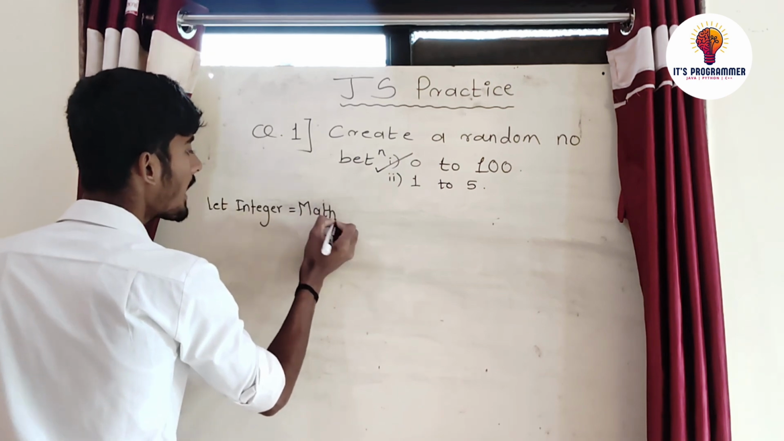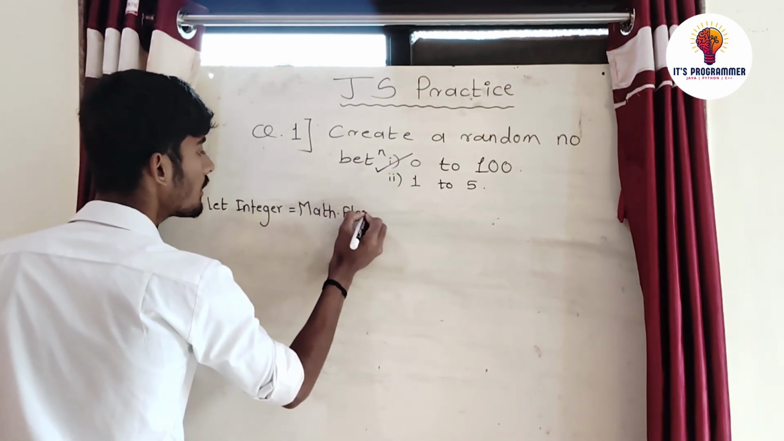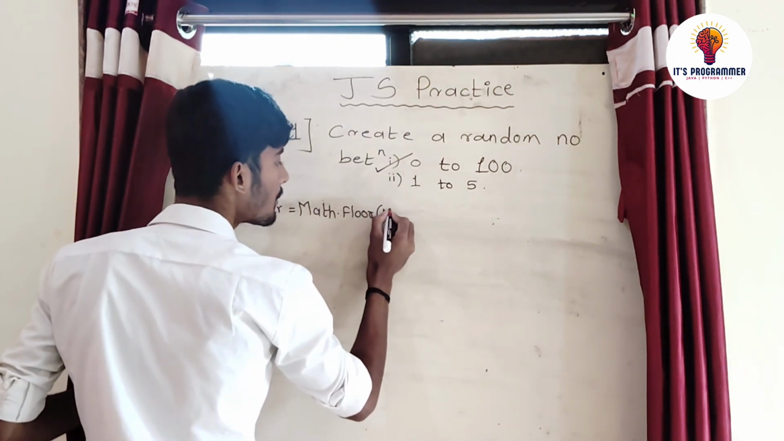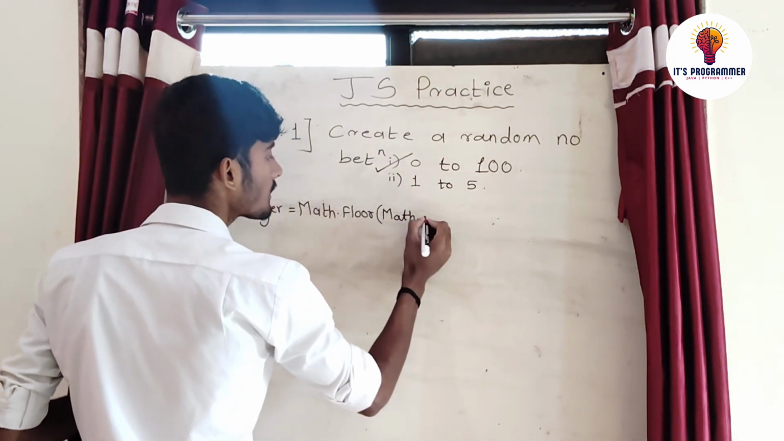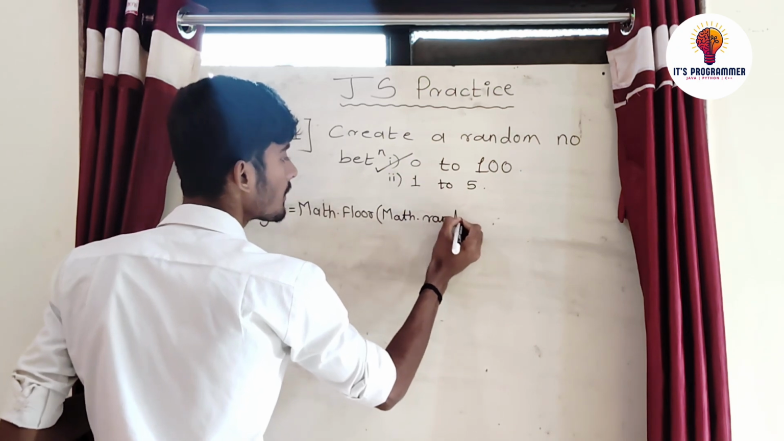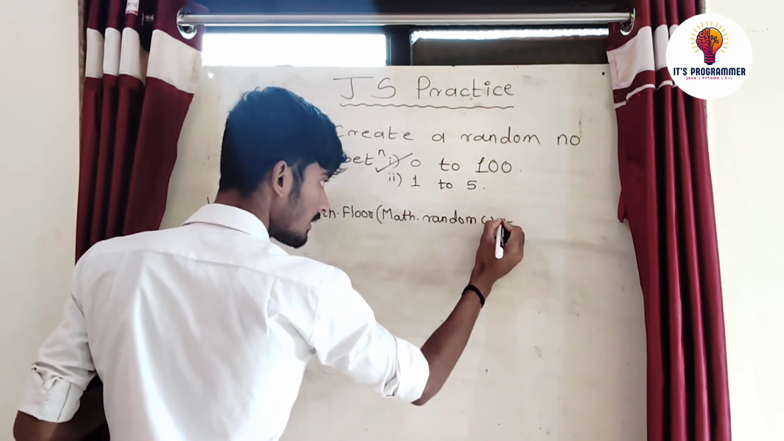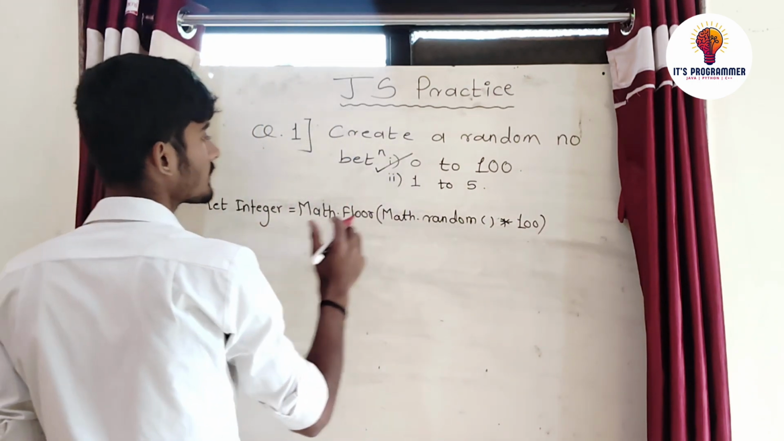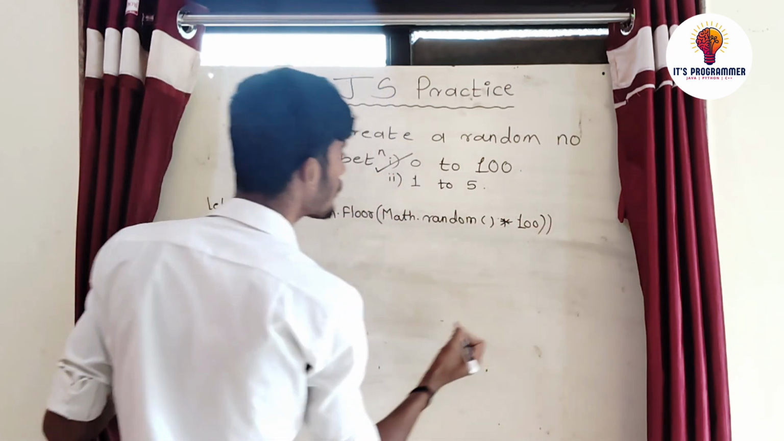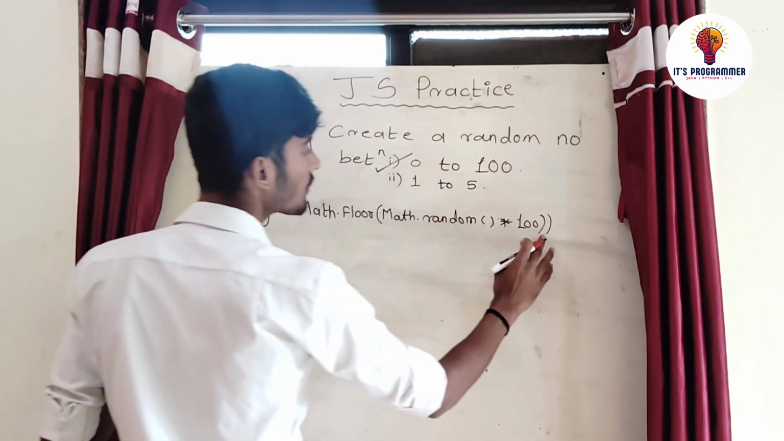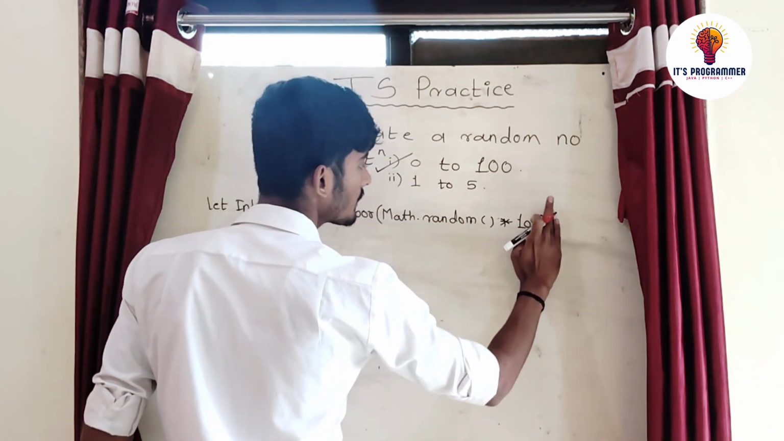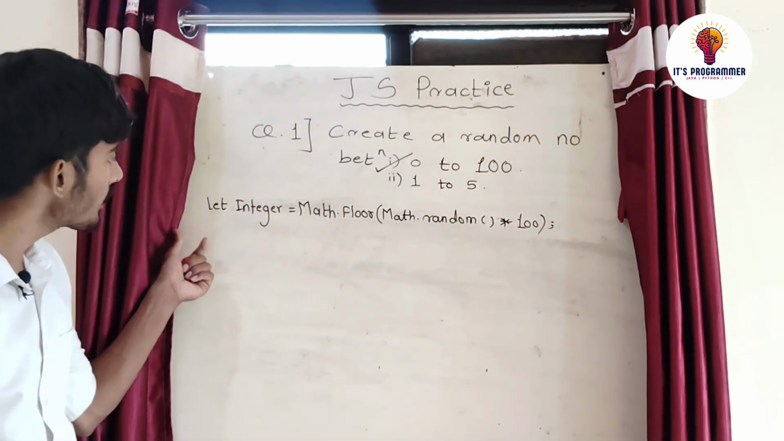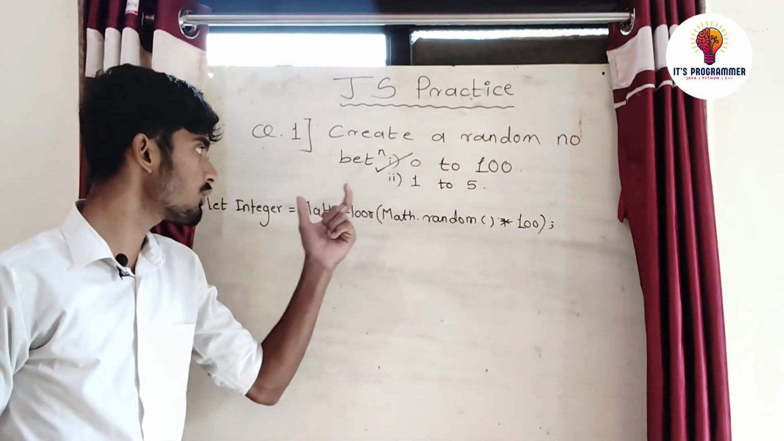So here math.floor, and in that function we will use the math.random function. So here math.random into 100. Okay, and yes, so this is one line of code, and we will also close here the bracket of the math.floor function. I'm sorry, okay, and here will be a semicolon. So this one line of code will generate a number between 0 to 100.